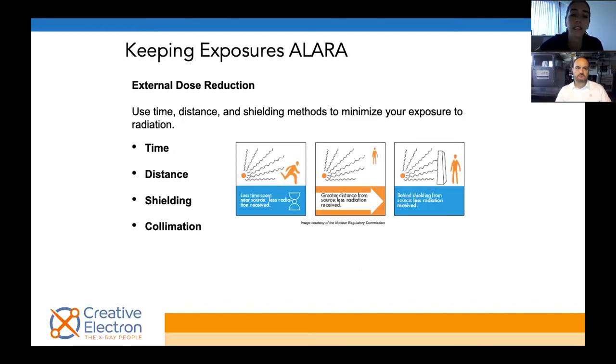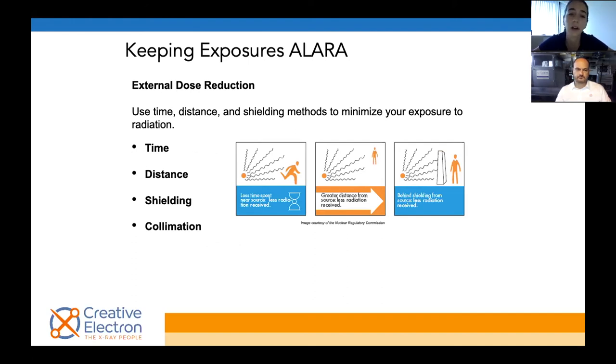A few of the key concepts for ALARA are time, distance, shielding, and collimation. I'm not going to go into collimation too in depth, but basically collimation is just reducing. X-rays come out in the shape of a cone. With a collimator, you're reducing the size of your beam so that you're only using what you need. Your X-ray source might produce a lot more than what you need, so by just limiting that, that's one of the steps that you're taking with ALARA.